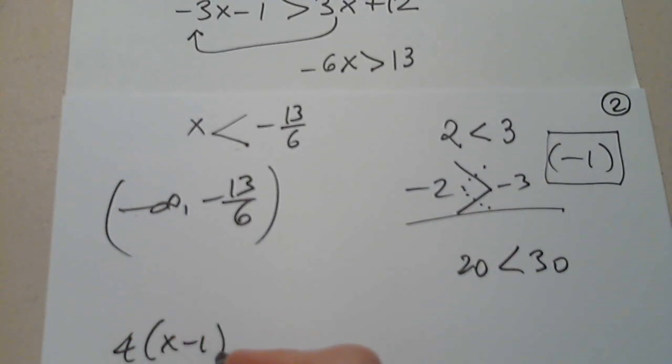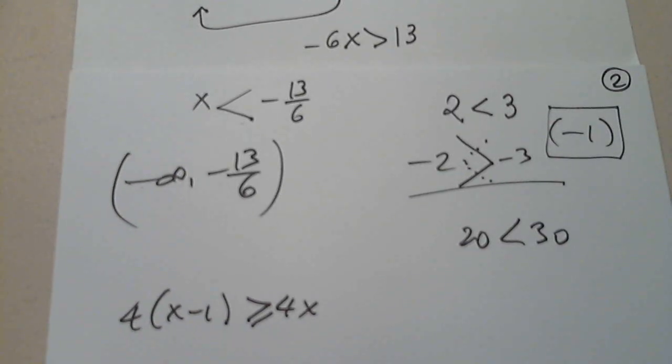4 times the quantity x minus 1 greater than or equal to 4x. We distribute, of course. Or you could simplify by dividing both sides by 4. There are no fractions. It's okay. So I have 4x minus 4 greater than or equal to 4x. But when I subtract 4x from both sides, 4x goes away. So I have negative 4 greater than or equal to 0. The question now is, is this a true statement or a false statement?